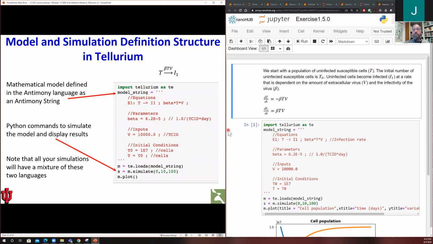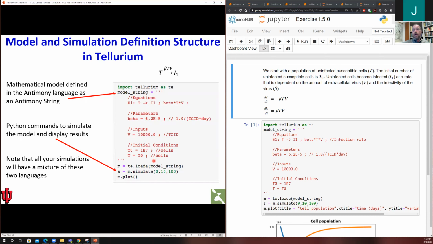So Tellurium defines the model as a string, a character string, and to define a multi-line character string in Python, you use triple quotation marks. You can either use single triple quotation marks or double triple quotation marks. Here we use single ones. And so we're going to write model string, this is just a string variable, equals triple quote, and then our model specification is in between the triple quotes.